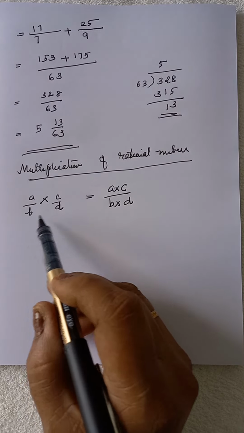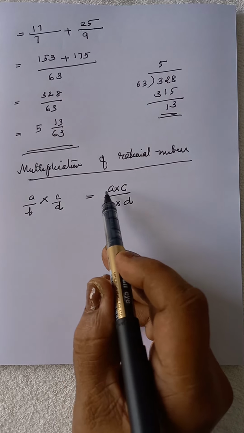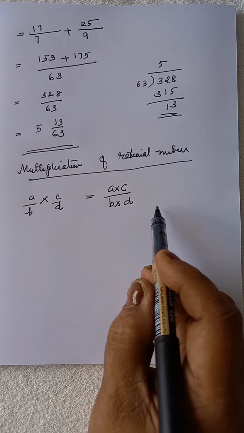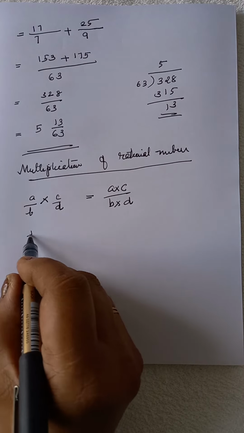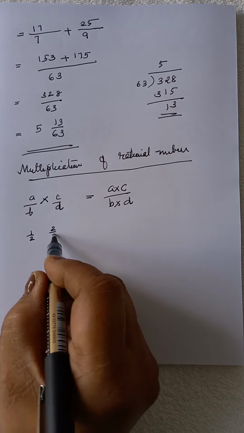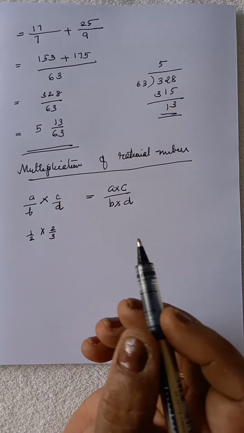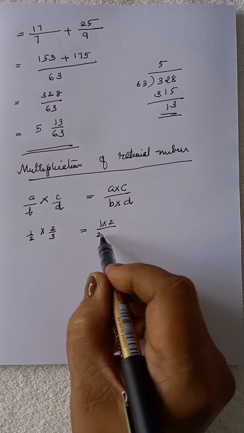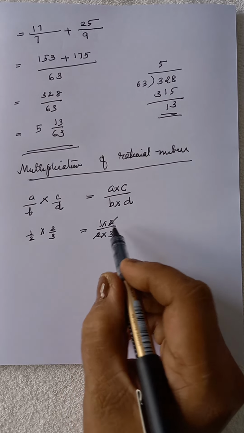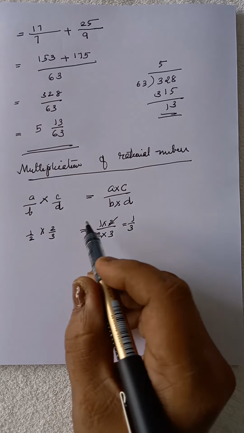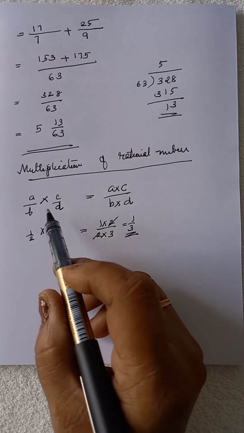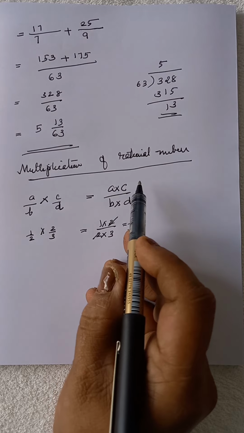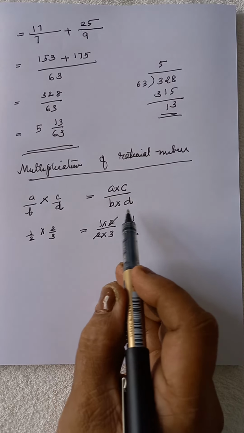That is the product of numerators by product of denominators. That is, multiplication of two rational numbers is equal to product of their numerators by product of their denominators. We take two examples 1 by 2 and 2 by 3 as two rational numbers, then their product, multiply that, is equal to 1 into 2 by 2 into 3, then 2 and 2 cancel, that is 1 by 3, that is the answer. So the multiplication of two rational numbers is product of their numerators by product of their denominators.